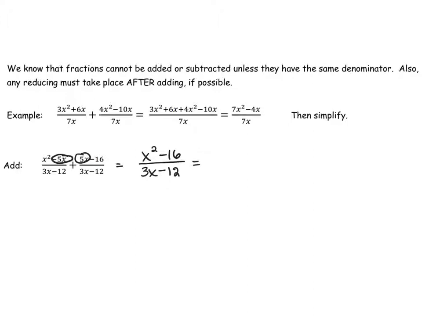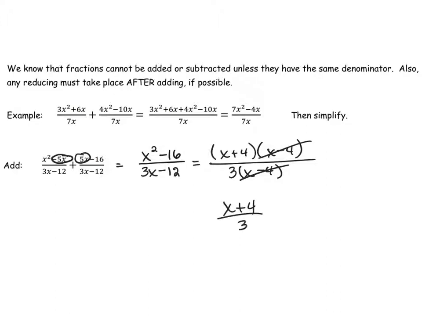X squared minus 16 is a difference of squares, so I'm going to factor that to x plus 4 times x minus 4. And I'm going to factor the bottom to 3, because those have a greatest common factor of 3, 3x minus 4. And then the x minus 4's go out. I've got x plus 4 over 3. That's my final answer on that one.